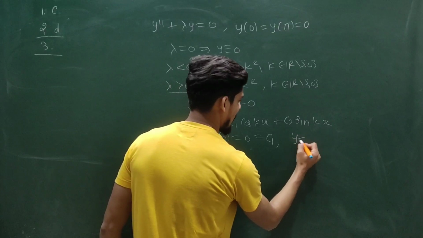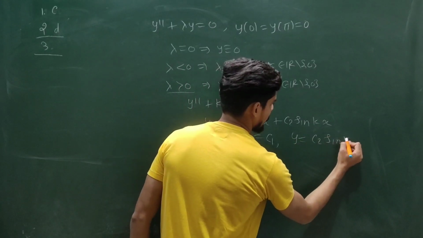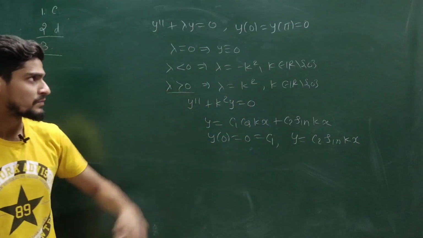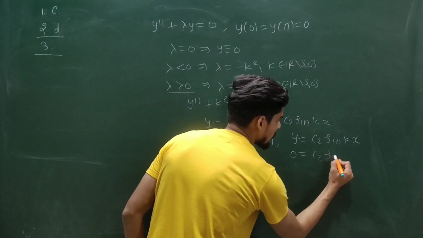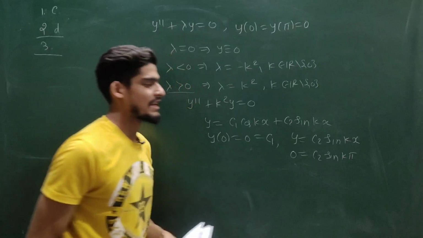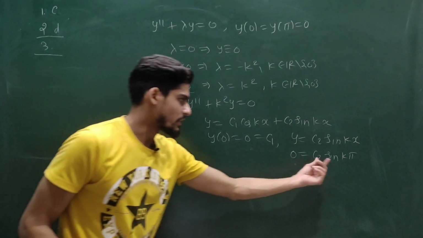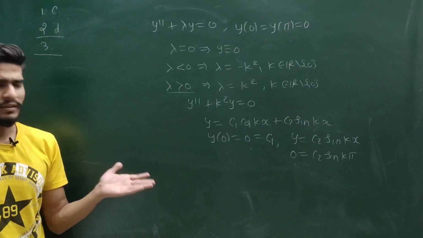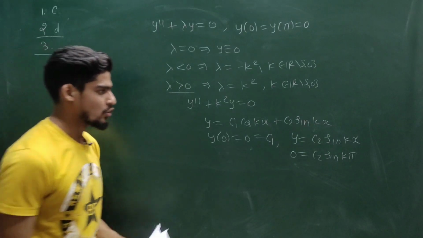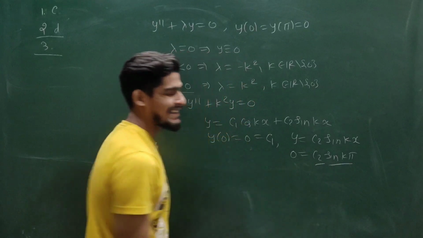So you will be having c2 sin kx. Now y at pi taking value 0, then you will have 0 is equal to c2 sin k pi. Now we are seeking for a non-trivial solution. There are 2 cases, because R is a field. So in a field, there does not exist any zero divisor. So either your C2 is 0 or sin k pi is 0.